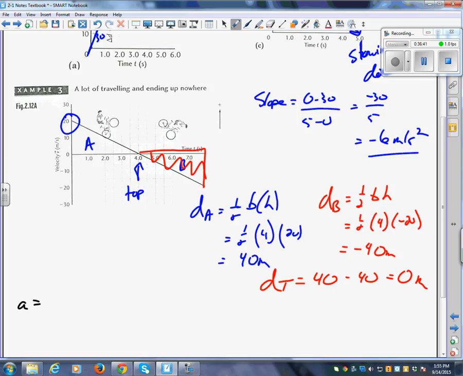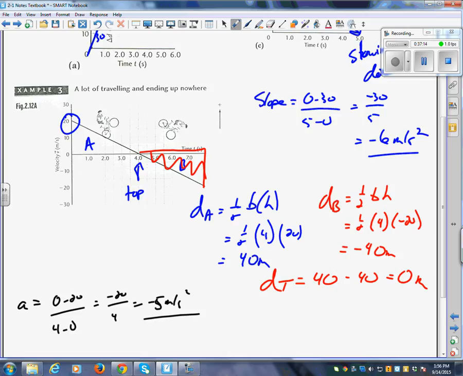What is the acceleration? It is the slope of the VT graph. Find the slope of this line. Does the slope of this line change ever? It does not, which means the acceleration is constant. Any 2 points, I don't care. Let's just go this point and this point. So that's going to be 0 minus 20 all over 4 minus 0, minus 20 over 4, or minus 5 meters per second squared.